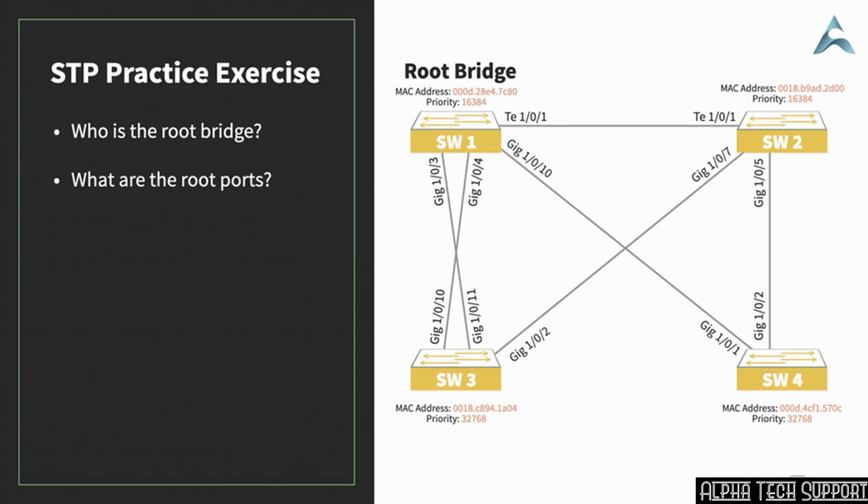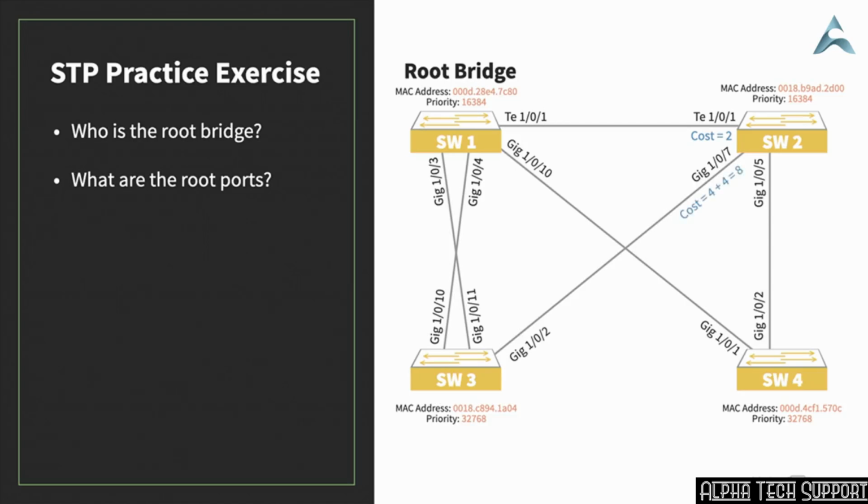Let's begin on switch SW2 and consider each of its 3 ports. The TE1/0/1 port, that's a 10 gig Ethernet port. That has a cost of 2. Gig ports have a cost of 4. So if I go directly out of TE1/0/1, that's a cost of 2. If I go out of gig 1/0/7, it costs me 4 to go down to SW3 over that gig link, and another cost of 4 to go from SW3 up to the root over another gig link. 4 plus 4, that's a cost of 8.